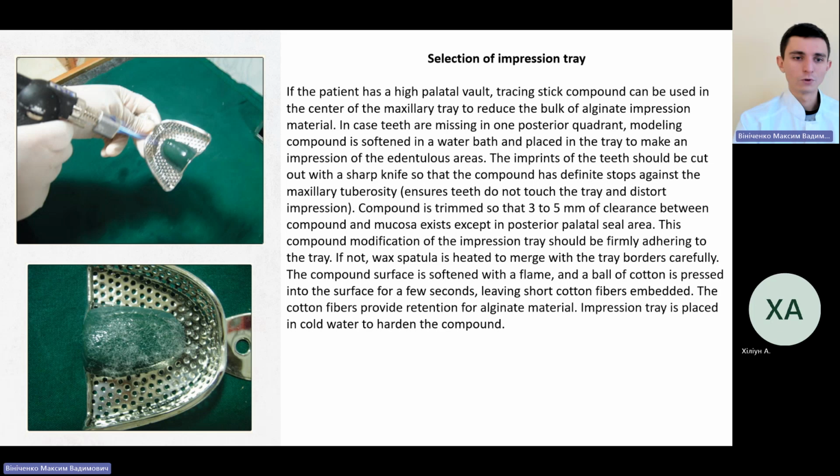It is trimmed so that 3 to 5 millimeters of clearance between compound and mucosa exists, except in the posterior palatal seal area. This compound modification of the impression tray should be firmly adhering to the tray. If not, a wax paddle is heated to merge with the tray borders carefully. The compound surface is softened with a flame and a ball of cotton is pressed into the surface for a few seconds, leaving short cotton fibers embedded. The cotton fibers provide retention for alginate material. Impression trays are placed in cold water to harden the compound.